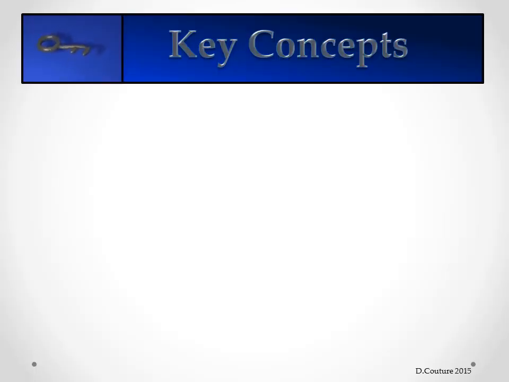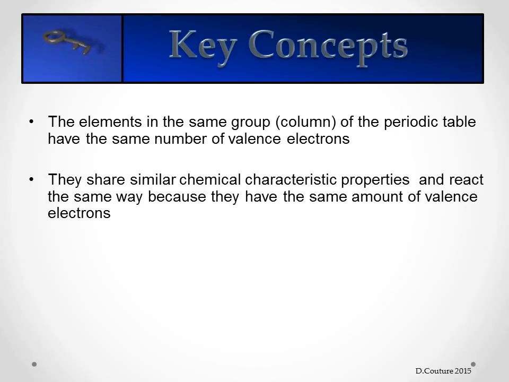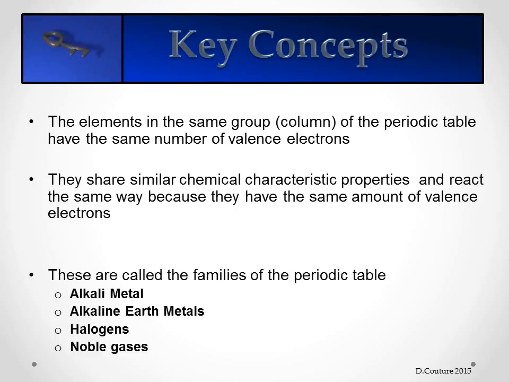So to quickly review, elements in the same group have the same number of valence electrons. Because they have the same valence electrons, they will react in similar fashion in certain conditions. That is what we'll call a family. We look at 4 families in the periodic table: the alkali metals, alkaline earth metals, halogens, and noble gases.